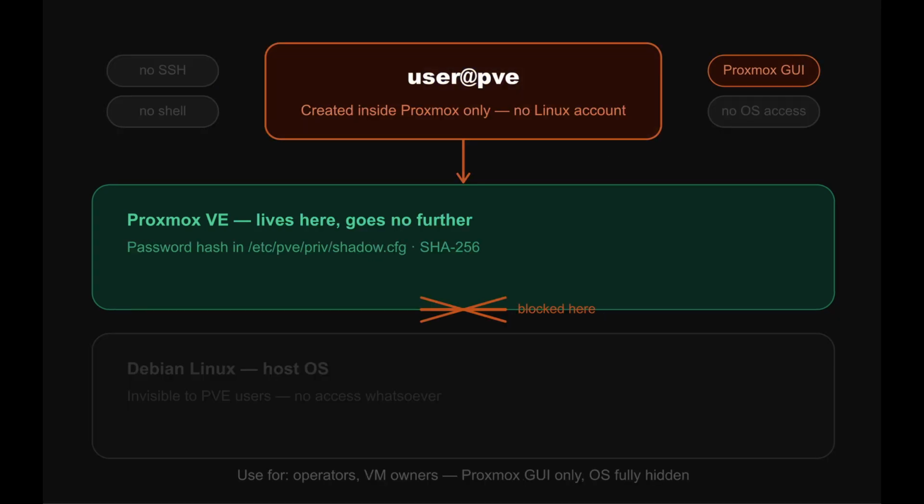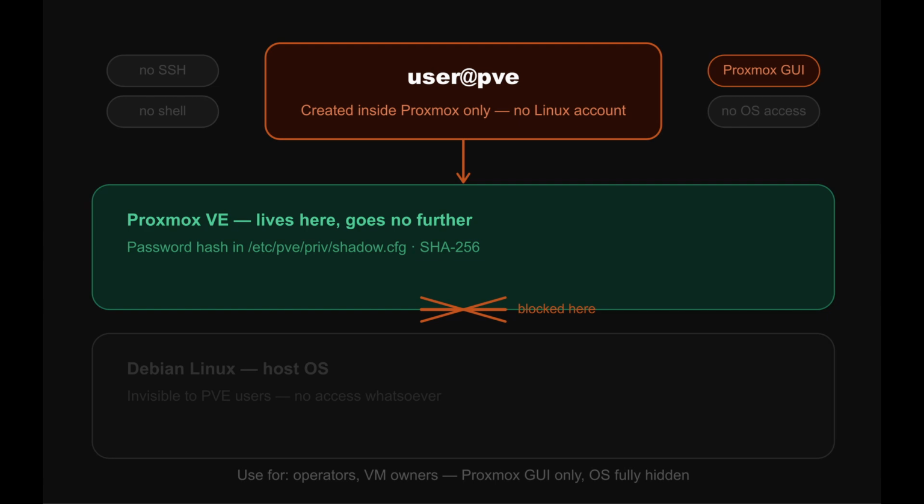The Proxmox VE authentication server is completely different. A PVE user exists only inside of Proxmox. There is no Linux account, no shell, no SSH access. The password is hashed in SHA-256 and stored in /etc/pve/priv/shadow.cfg. The Debian OS below is completely invisible to this user. This is perfect for operators, people who need to manage VMs and containers, but who should have absolutely no access to the host OS. A junior admin, a team member, a friend running their own VM on your homelab.